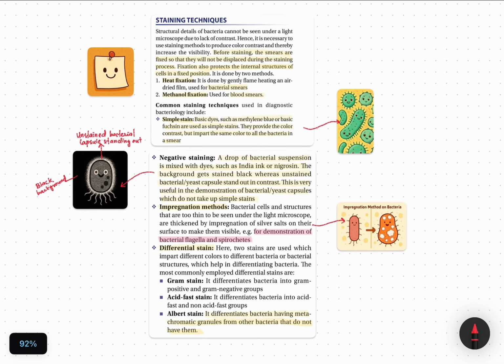Hello guys, so today we are going to look at how to study different types of staining techniques in a very interesting way. Today we will be focusing mainly on gram staining. Before we move on to gram staining, I would like to add an introduction to these staining techniques.